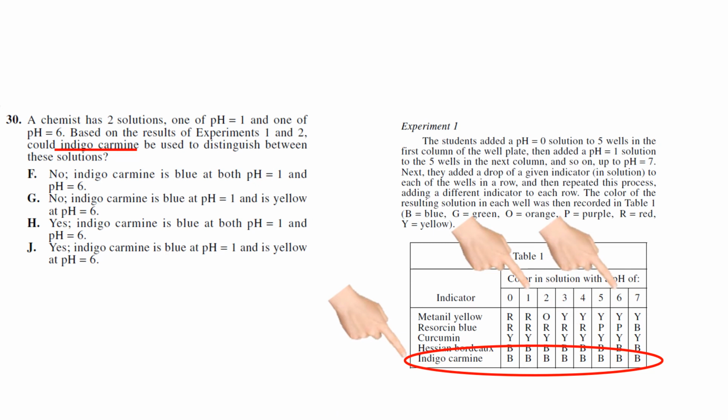So find indigo carmine, experiment 1 and 6. We see at 1 it's blue, and at 6 it's blue. So it could not be used to distinguish because it's blue at both 1 and 6.